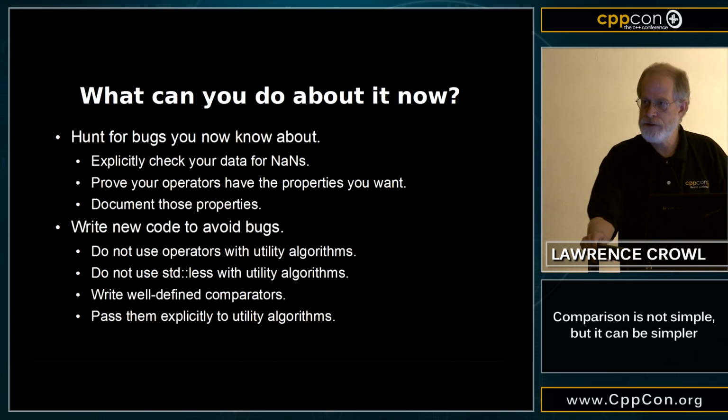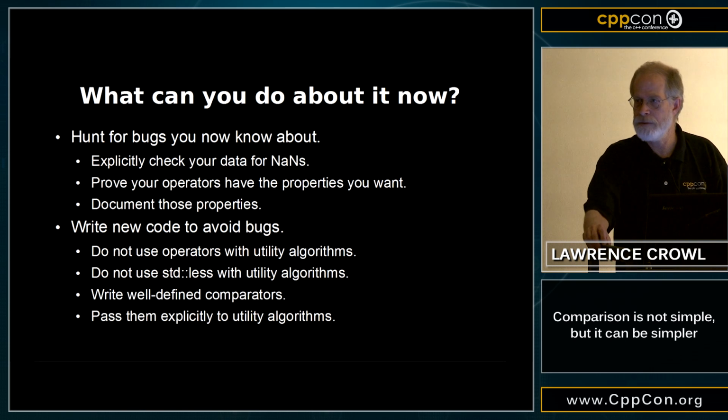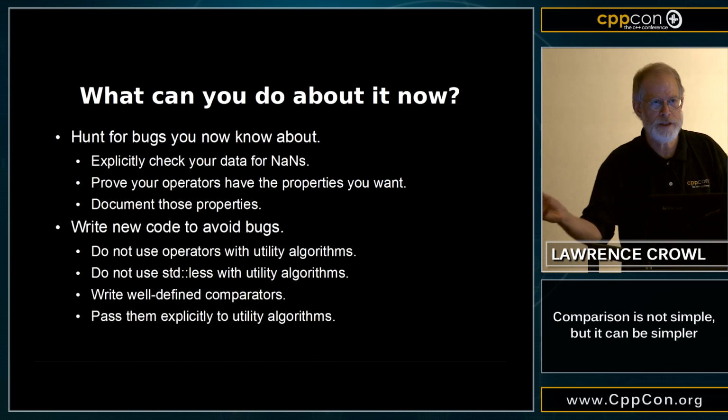So what do I suggest you do? I suggest you write well-defined comparators that match the properties that I've discussed earlier, and then pass them explicitly to the utility algorithms. They all have an additional comparator argument. People usually default it, but you can pass it explicitly.